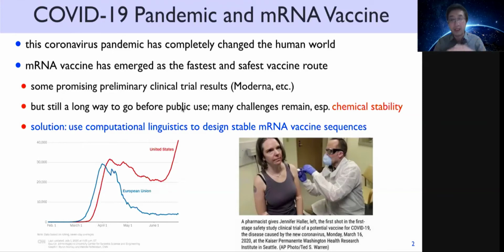RNA vaccines are mostly single-stranded because it's RNA instead of DNA. Because it's single-stranded, it's not very stable. It's easily degraded by water molecules or enzymes, and it can be cut into pieces. So our solution is to use computational linguistics algorithms to design more stable mRNA vaccines, which can hopefully produce more proteins or antigens, which can trigger more immune response.